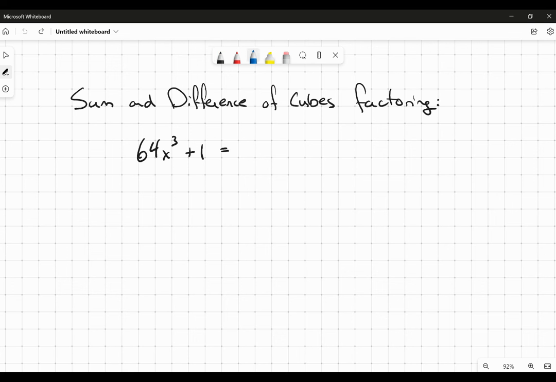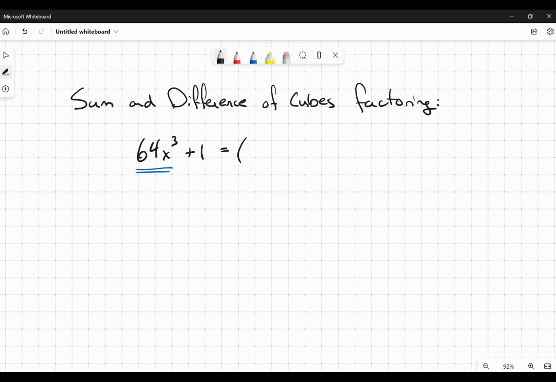When I take a look at this, I see that I've got two terms, and notice that that first term, 64x cubed, is in fact a perfect cube. Now, you might not be 100% familiar with that. A lot of us are familiar with 2 cubed is 8, 3 cubed is 27, but you might not be aware right off the top of your head that 4 cubed is actually 64. And then 1 is obviously a perfect cube. It's just going to be 1 cubed.